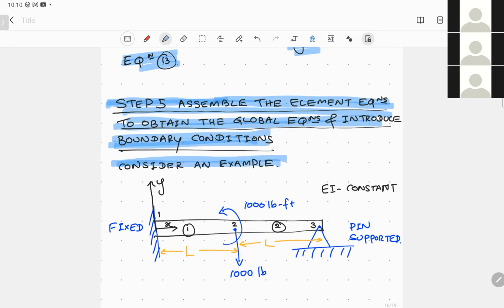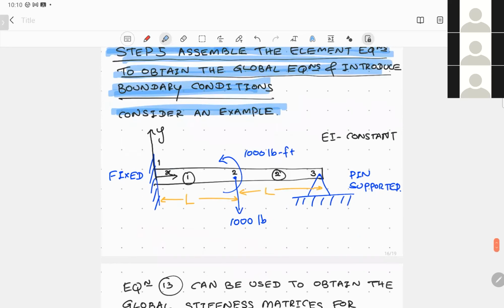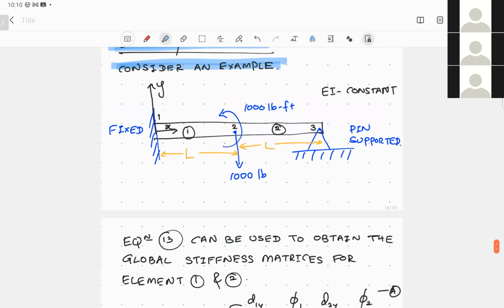And for this, we will use this example. We can use this figure, which shows a beam which has been fixed at one end. On the left hand side, it has been fixed, and on the right hand side, it has been supported by a pin. We call it a pin supported boundary condition, and we assume that the modulus of elasticity and the moment of inertia on the z axis along the beam to be constant.